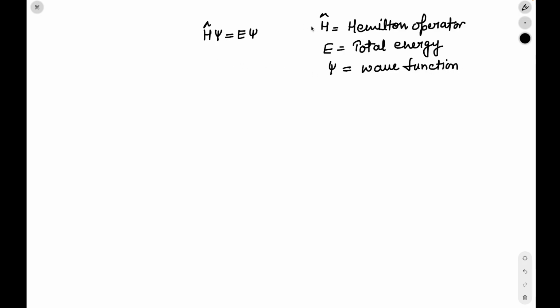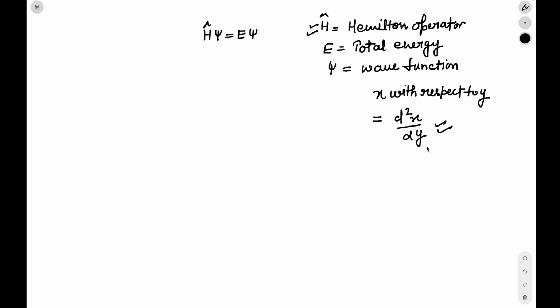Here, the Hamilton operator is like in maths, plus, minus, multiplication, division. It does double differentiation of any variable. Like if I want double differentiation of function x with respect to y, then we will get d square x upon dy. So this is the double differentiation of x with respect to y. So it is a complete differentiation.